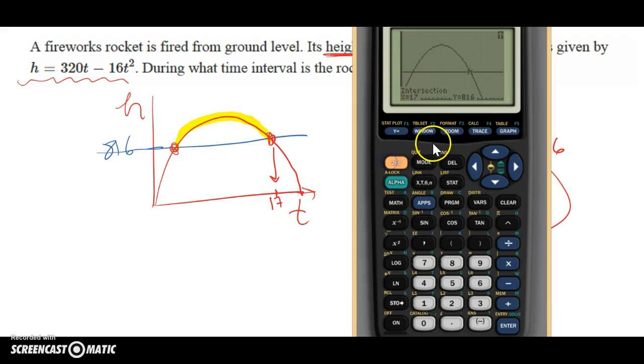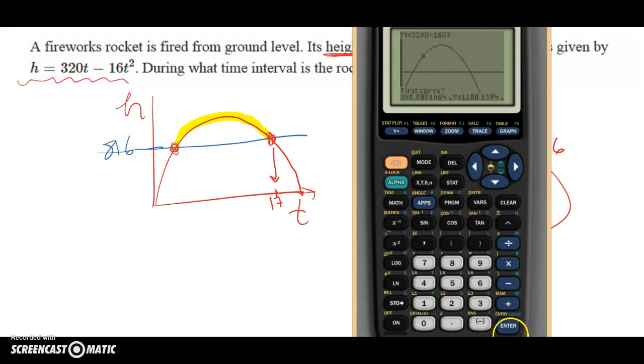I'm going to go back to second, trace, push 5 enter, or just the number 5. Now I have to arrow over and get closer to the other intersection point so the calculator can know what to do. Otherwise it'll go back to the same intersection point. So I'm going to get closer to this intersection point.